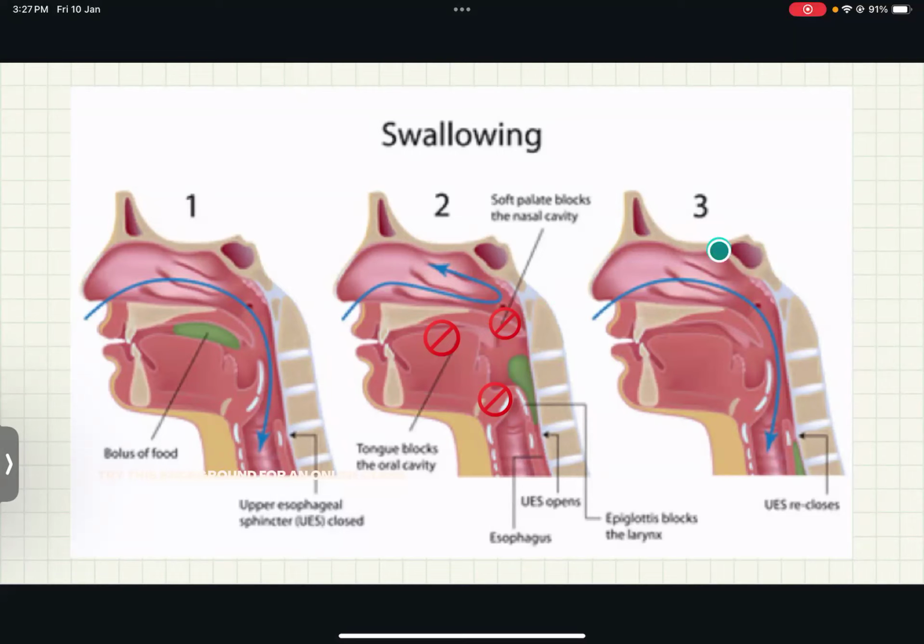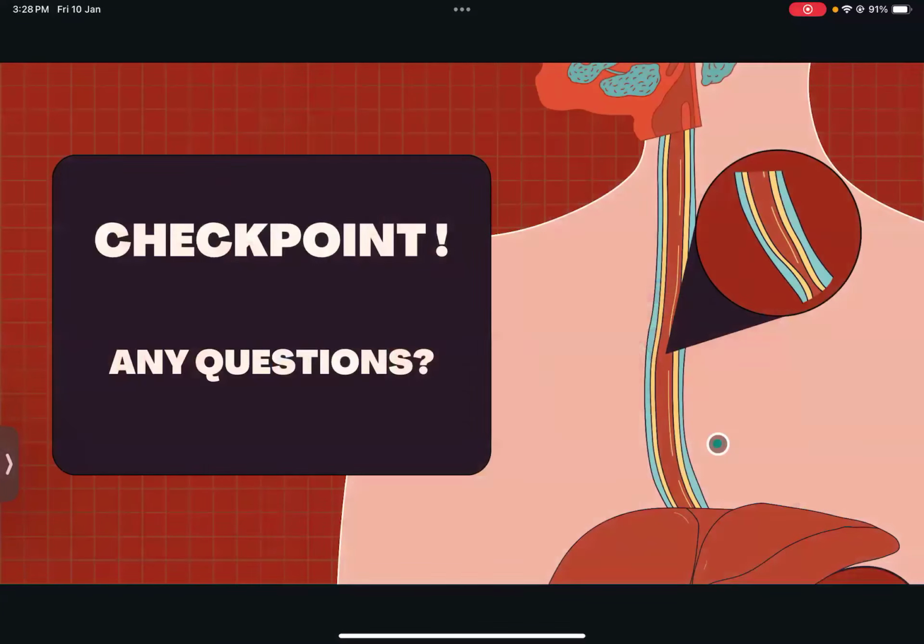Yeah, this is the third stage, which is the esophageal stage. You can see that the bolus is going down the esophagus and everything is unblocked again. So you can breathe, the tongue is going down, the epiglottis is up, so everything is good. And because the bolus is going down the esophagus, that is how the swallowing phases are done. I hope all is clear.